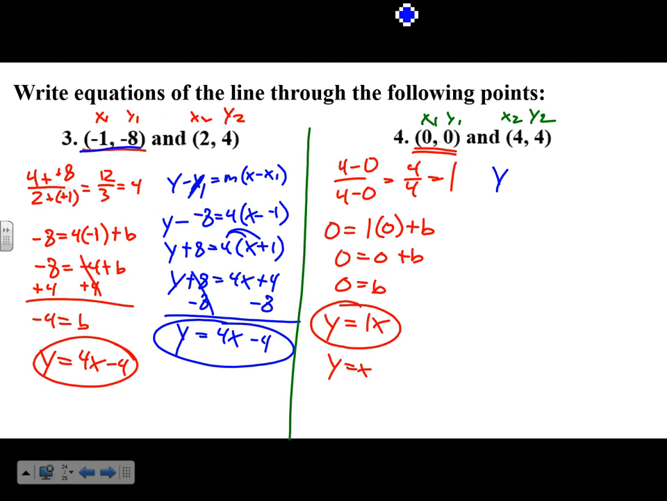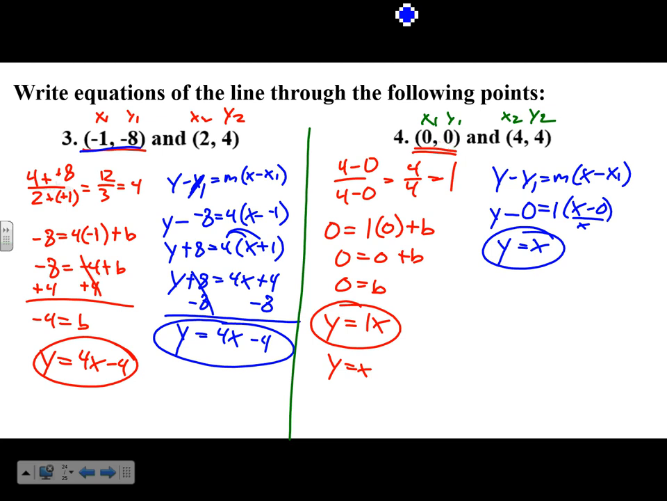Y minus y1 is equal to m times x minus x1. So y minus, my y1 is 0, is equal to 1 times x minus 0. So y minus 0 is just y. Then x minus 0 is just x. 1 times x is x. So in that case, I think that blue way is a little bit easier. Didn't have to do as much math.